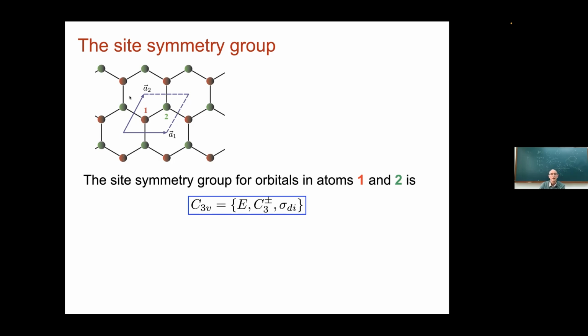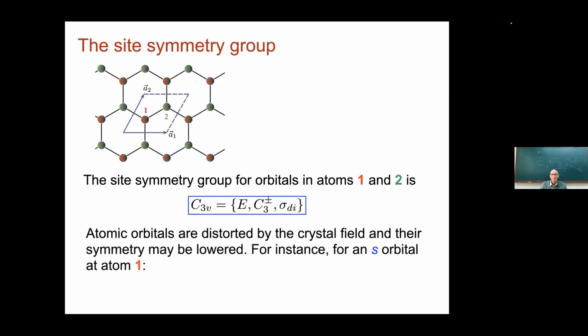You can see that around this point, the invariances are just these. Obviously this is invariant under 120 degree rotations. If I rotate around this point by 120 degrees, nothing changes. And then this is invariant under this plane and this plane, but it is not invariant under this plane. If I reflect the crystal on this plane, this is not a local symmetry of this atom, okay? So this is very important. Why is this so very important? Because atomic orbitals are going to be distorted by the crystal field. And then this may lower the symmetry.